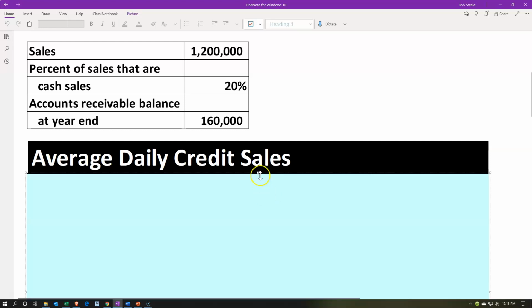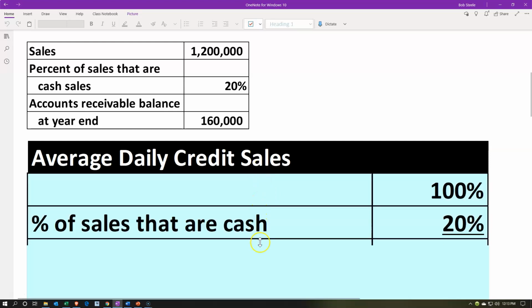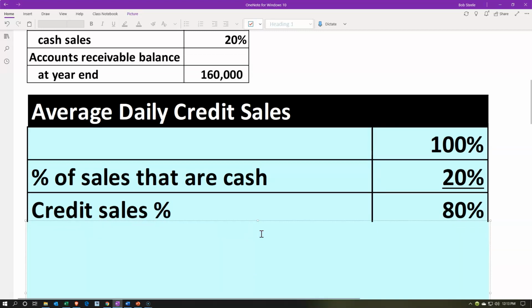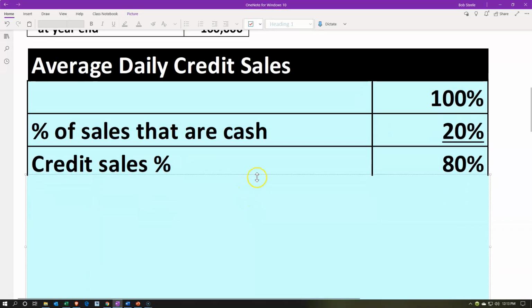So we have the average daily credit sales. What we're going to do is take 100% minus the percent of sales that are cash sales, meaning if total sales are 100% of sales, then 20% of them are cash sales. That means the difference between the 100% and the 20% is what the credit sales are. So therefore, of the sales made, 80% are credit sales.